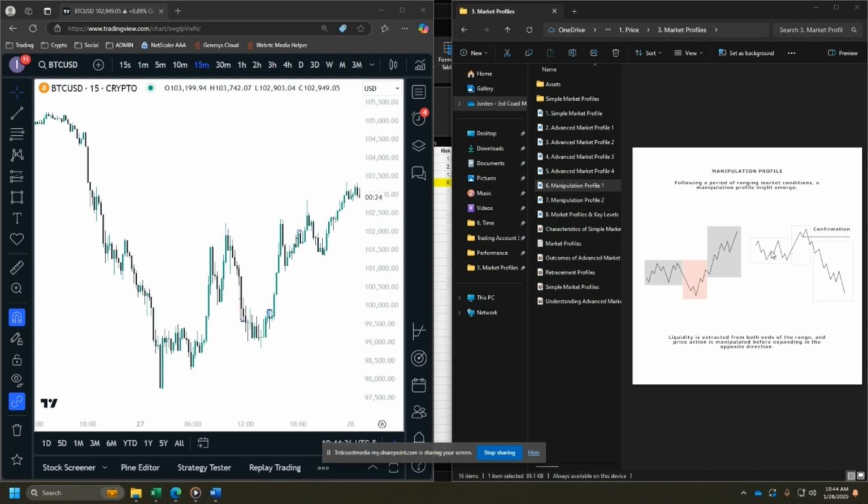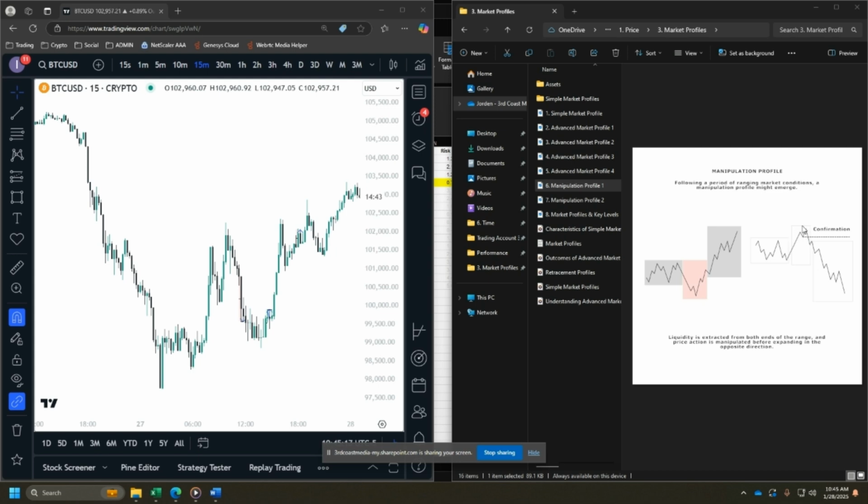This part of the graphic illustrates it in a bearish example. So we have the range. We have a moment where liquidity is extracted below and then above. So if you look at the bullish example, we have liquidity extracted above and then below. This is below and then above. These images can guide you as you're looking through the charts as you get familiar with manipulation profiles.